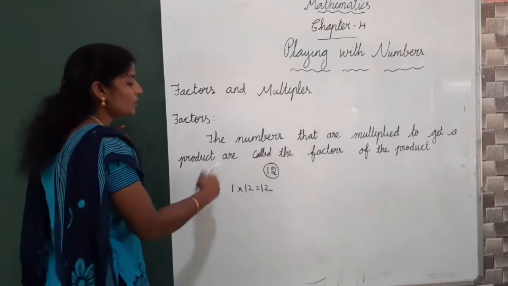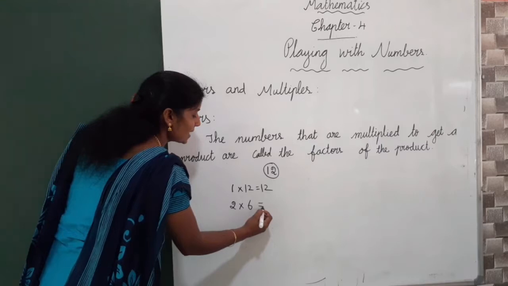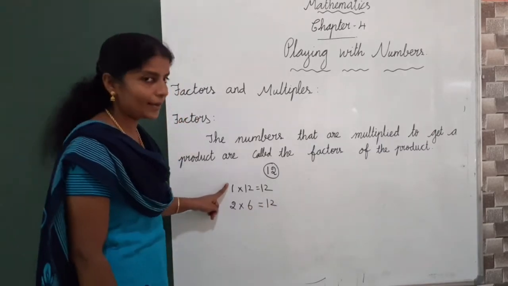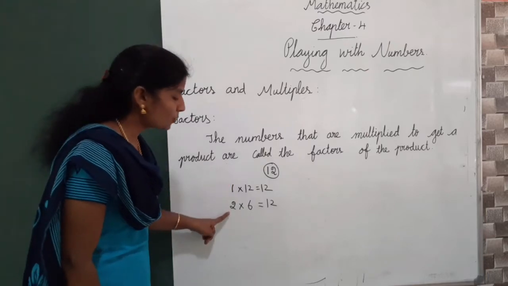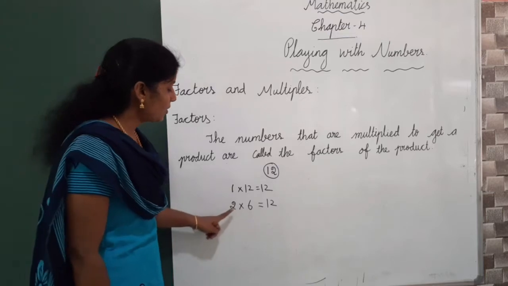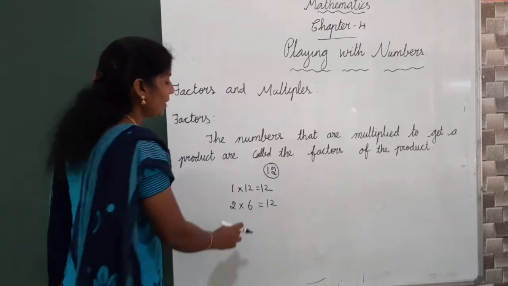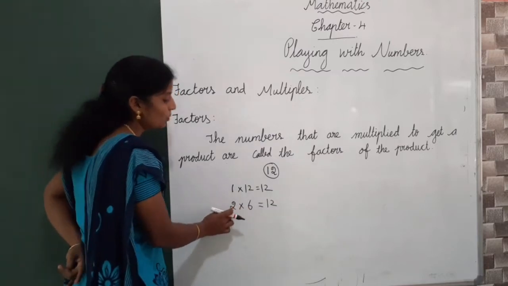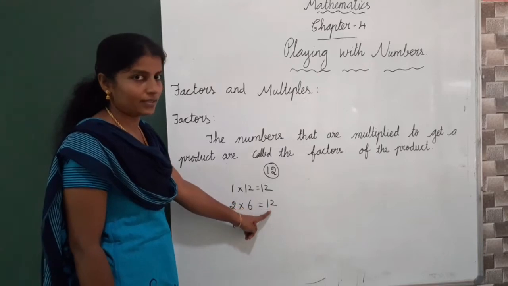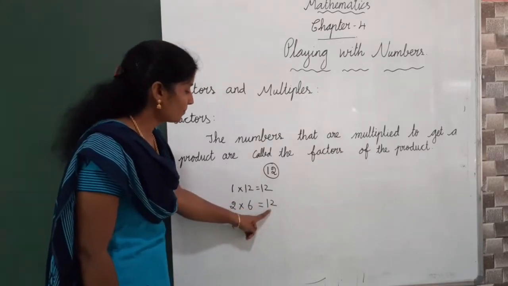Now, the 2 table, 2 into 6. 2 sixes are 12. We can write one table, then using the 2 table, 6 times. 2 sixes are 12. Now, what are the factors? 2 and 6 are the factors of 12.